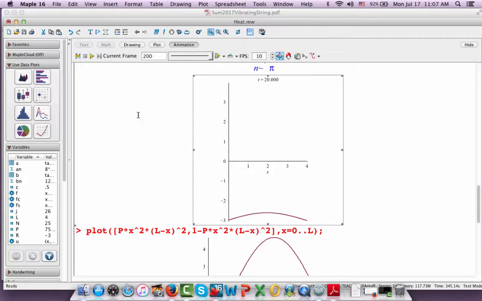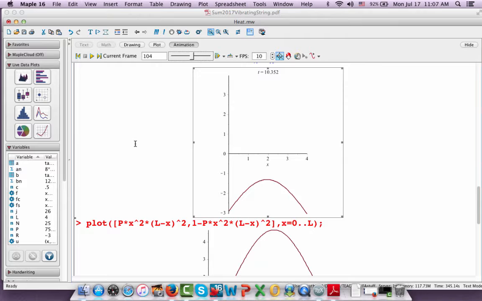So let me run to the beginning of this again. You can see that initial quick change in the endpoint temperatures, and then much slower as time goes on.